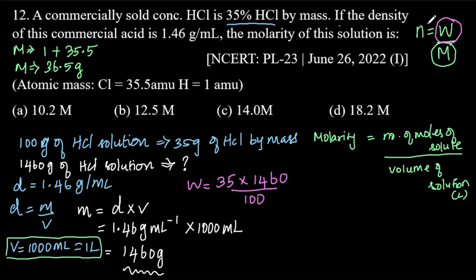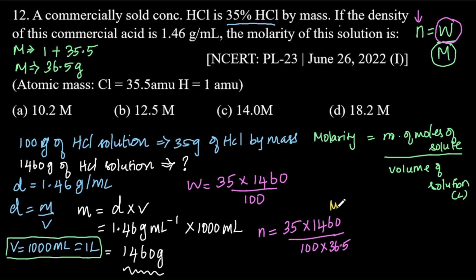After we got W, now we can find the number of moles N value. N is equal to W, that is 35 into 1460 whole divided by 100, and everything divided by molar mass. Molar mass is 36.5. So when we rearrange this, we will take the 36.5 also to the denominator. So 100 into 36.5. Now after we got the number of moles, here we can find the molarity.